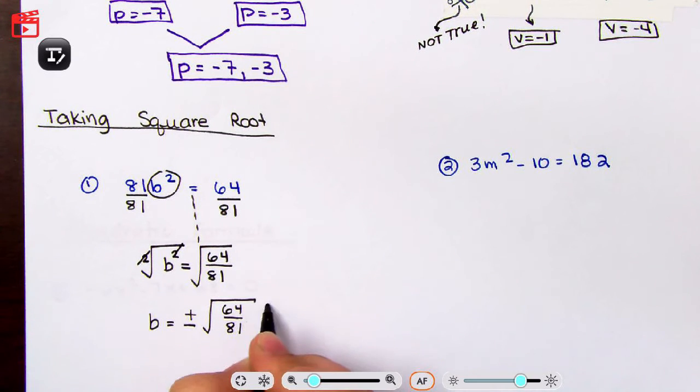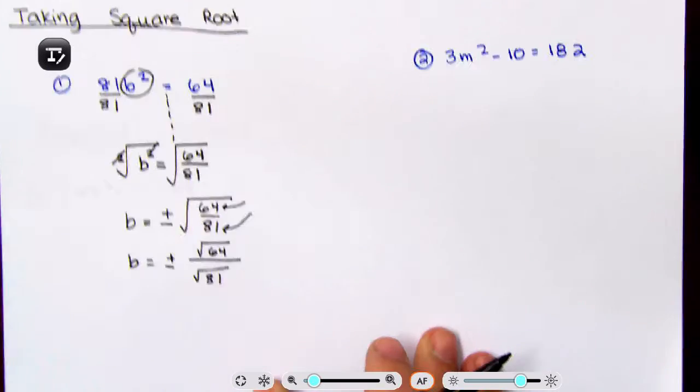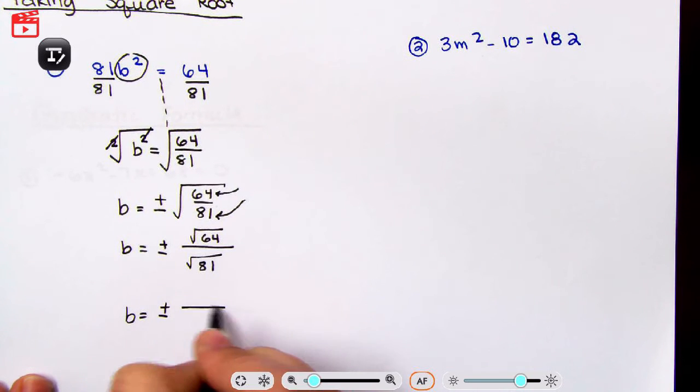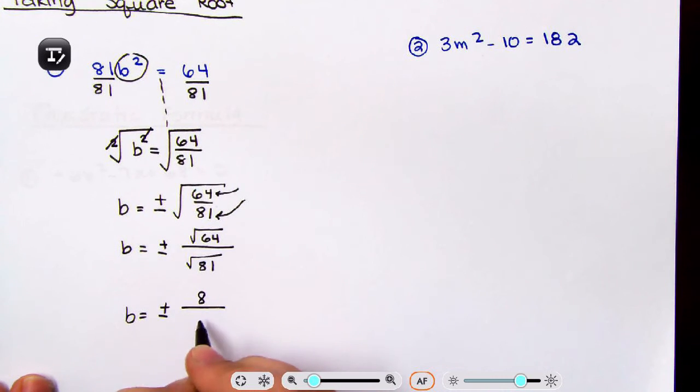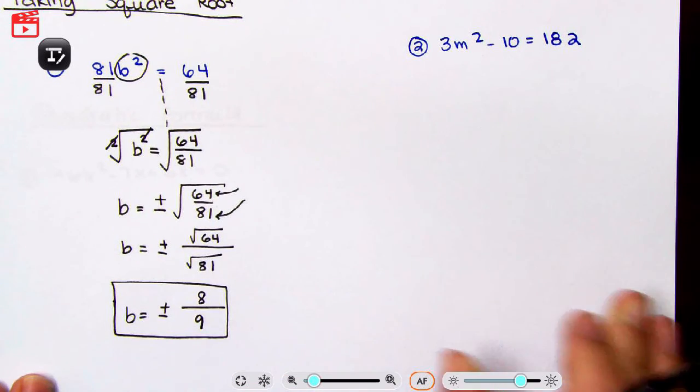Now, I'm noticing that I have a perfect square on top and a perfect square on the bottom. So I can continue to simplify by taking the square root of 64 and the square root of 81 separately. I'm going to shift this up. So I have plus or minus 64 square rooted, that's 8. 81 square rooted, that's 9. And we are done with our equation.